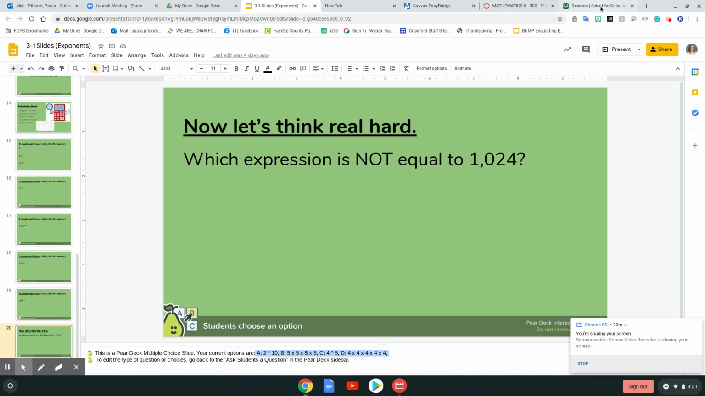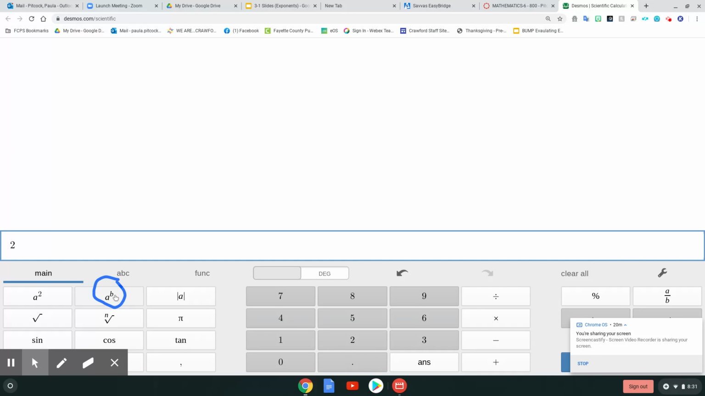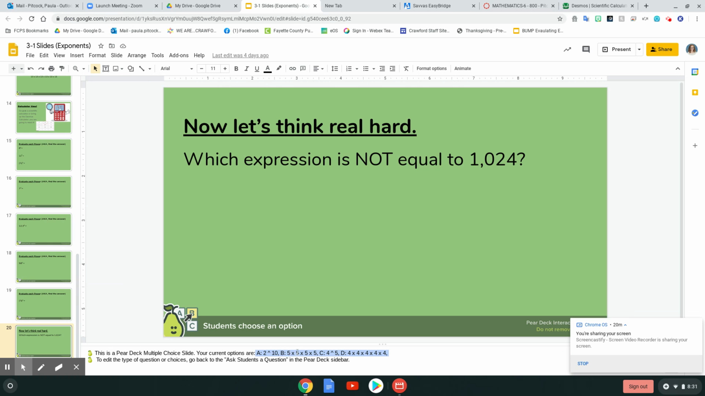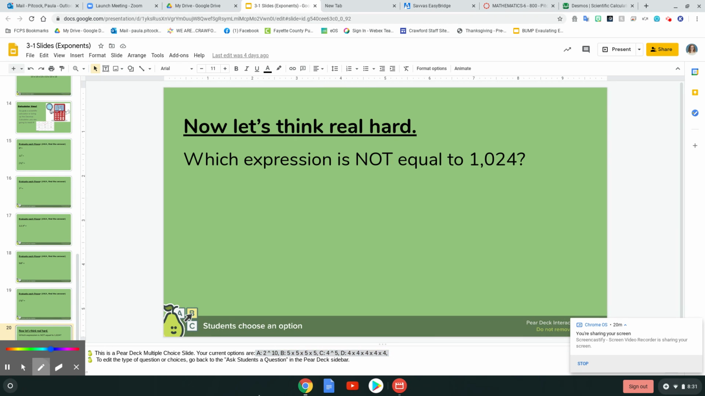So the first one was 2 to the power of 10. Let's see. Clear all. 2 to the power of 10. It gave me 1024. Okay, let's go to the next one. The next one is 5 times 5 times 5 times 5. See how much that's so much more work than using exponents? Ooh, 625. Okay, so I'm going to mark that one out. That one did not give it to me. There might be more, so let's keep going.